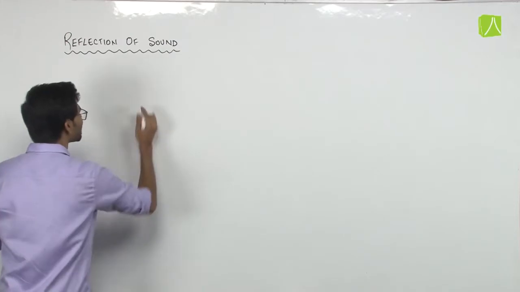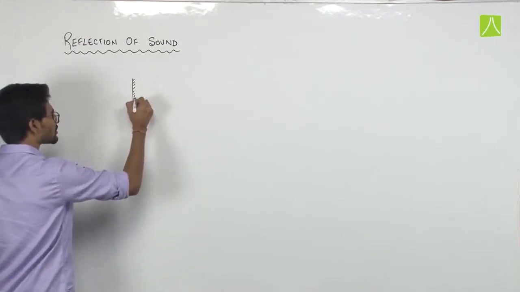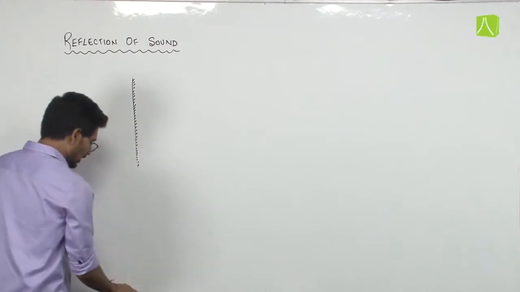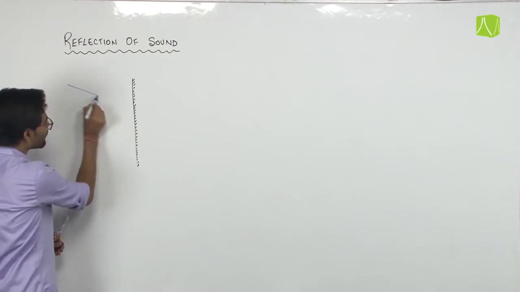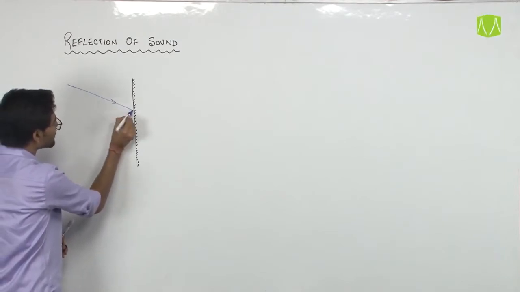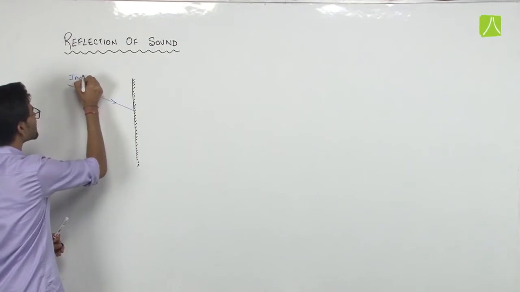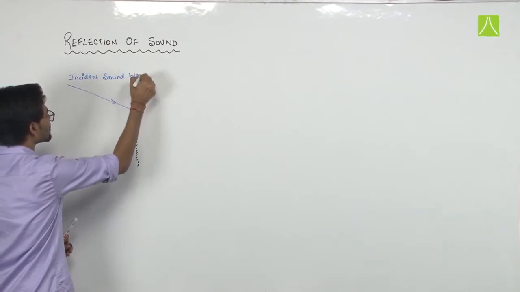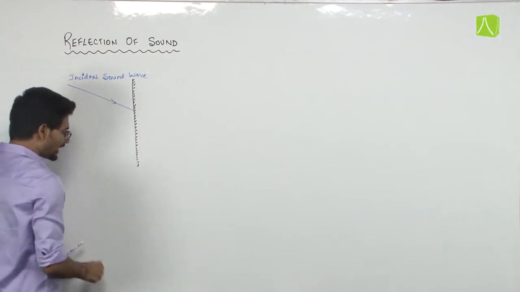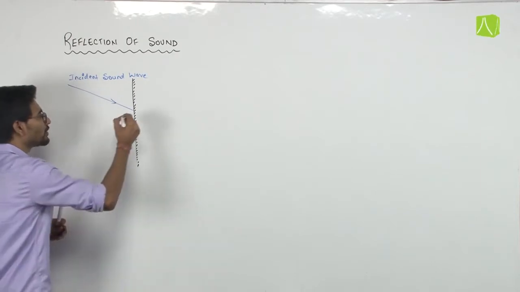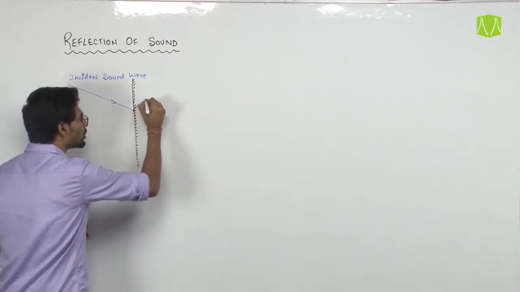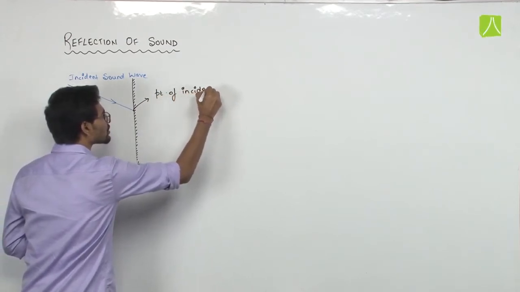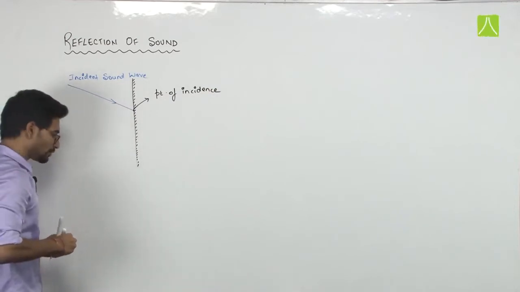For example, I am taking a surface. This is a surface that I have taken. This is the incident sound wave. The sound wave which comes and strikes the surface is known as incident sound wave. The point at which this incident sound wave strikes the surface will be known as the point of incidence.